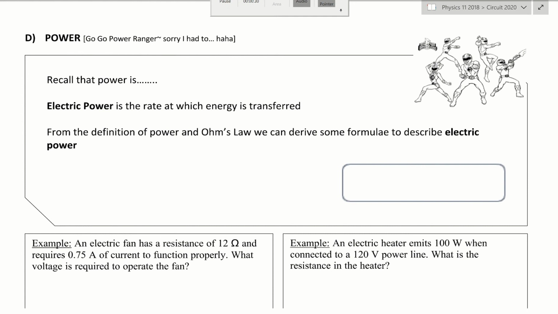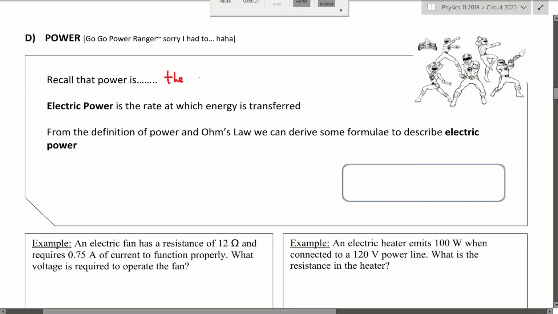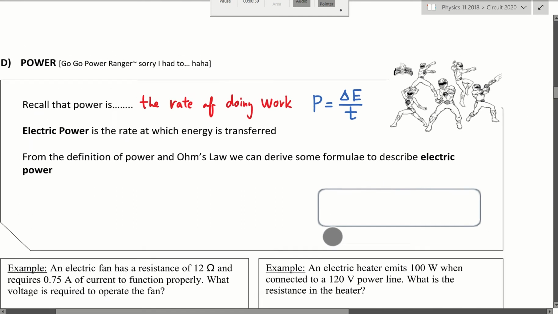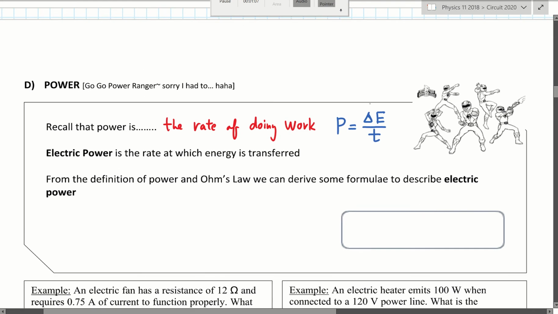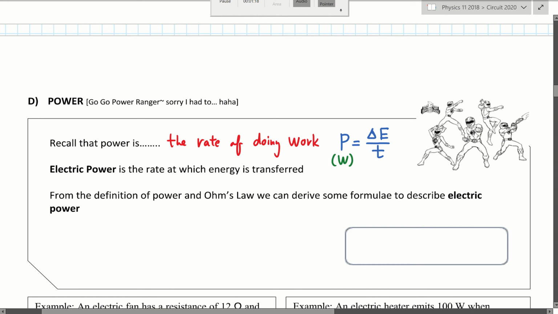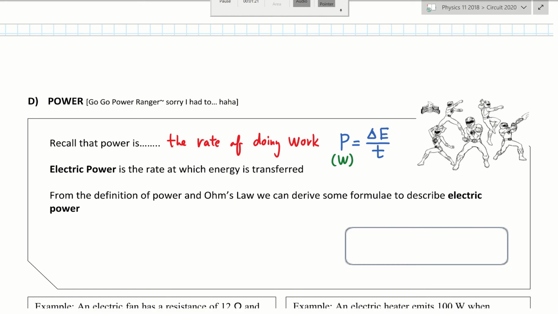So I need to recall power from our previous chapter on energy and power. Power is the rate of doing work. Power is the rate of energy consumption or energy transfer. Remember the equation: power is the amount of energy that an object consumes or uses every second. So hopefully you remember that. And another reminder is the unit: power is measured in watts, W-A-T-T.